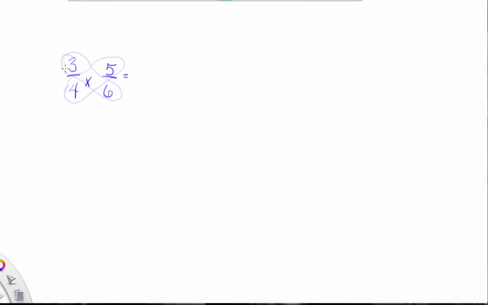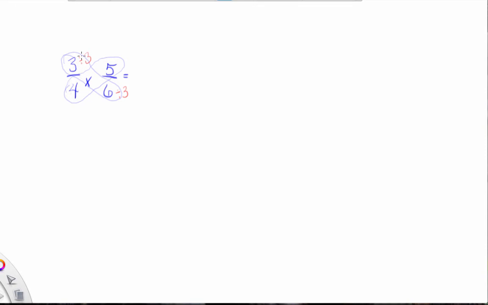And what I can do is look to see, do the 3 and the 6 share any factors? I know that 3 can go into 6, so we can divide both the 3 and the 6 by 3. And again, this only works for diagonals. So we can divide the 3 divided by 3, and we're going to do the 6 divided by 3. 4 and 5 don't share any factors, so the 4 and 5 are going to stay the same.